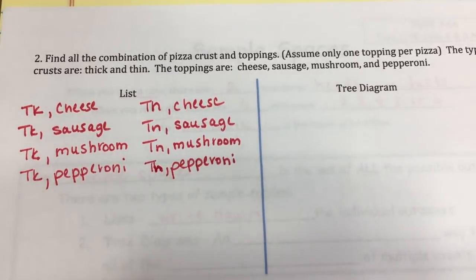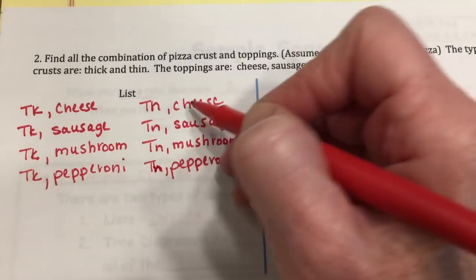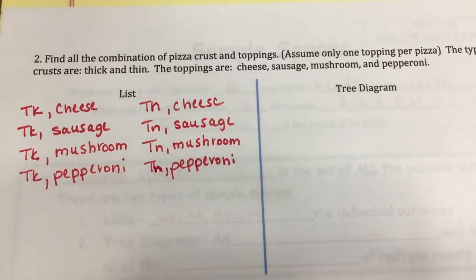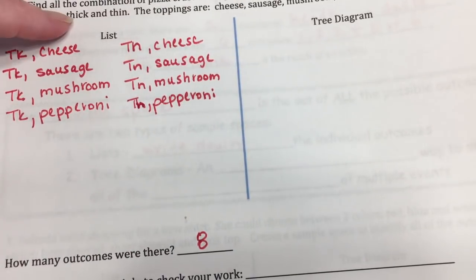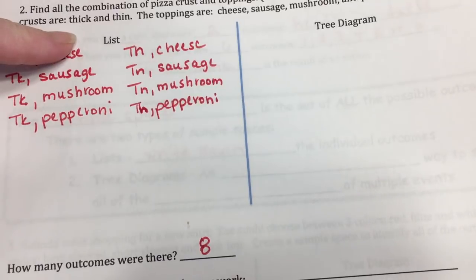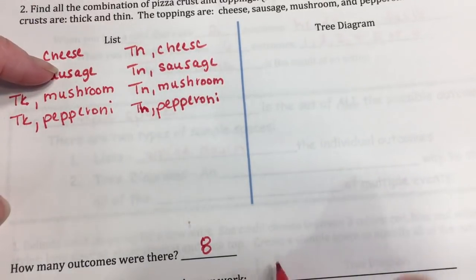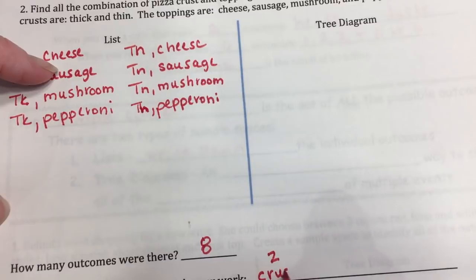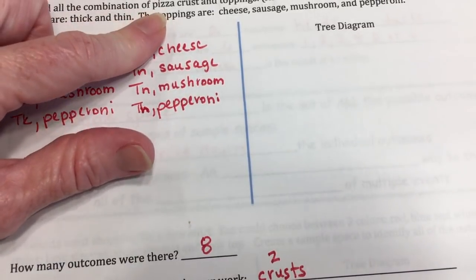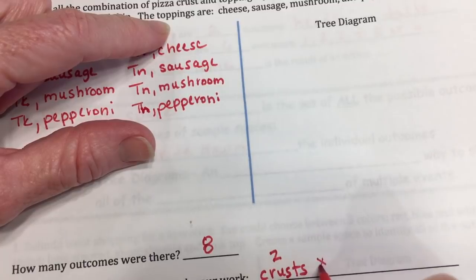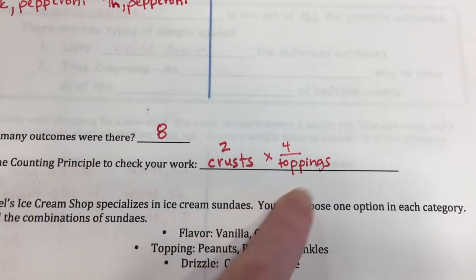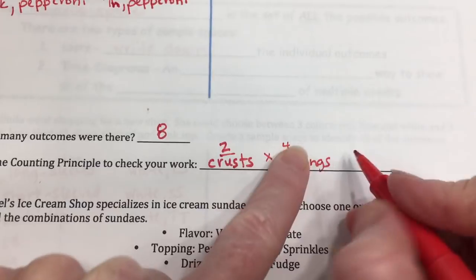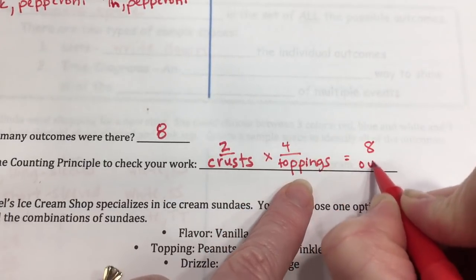So the question is how many outcomes were there? If we count these up, 1, 2, 3, 4, 5, 6, 7, 8, we get 8. But if we want to check to make sure we have all of them, let's go back and look at the possibilities for each one. How many possibilities are there for crusts? Well, there are 2 crusts. And then what was the other thing that they had a choice about? The toppings. There were 4 toppings. So if we do 2 crusts times 4 toppings, 2 times 4 is what? 8 outcomes.